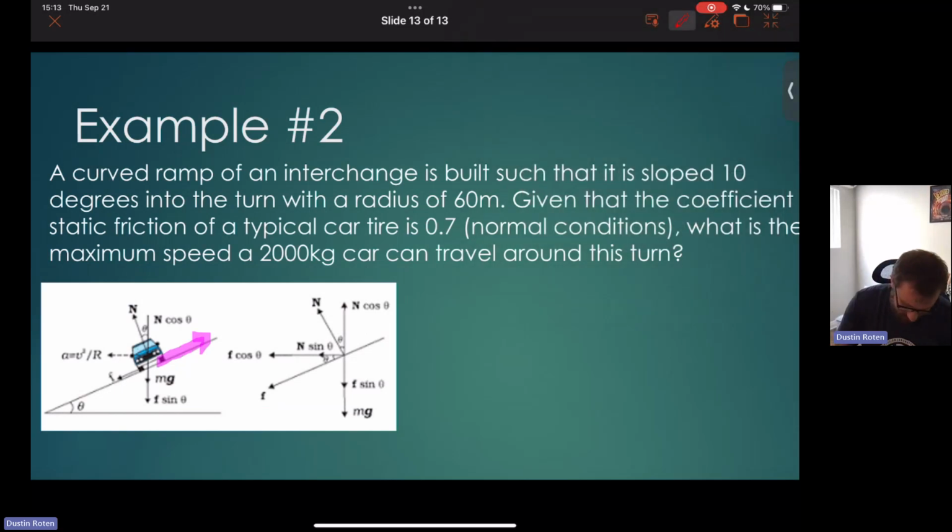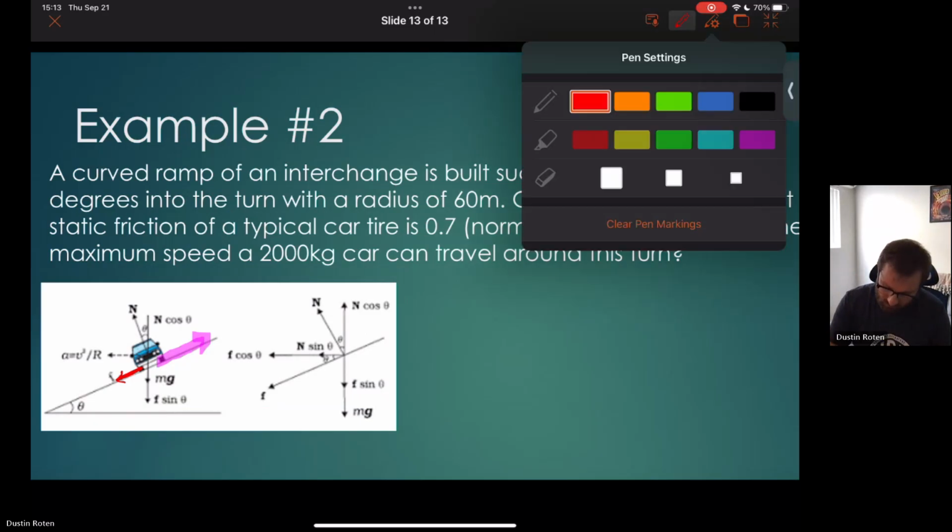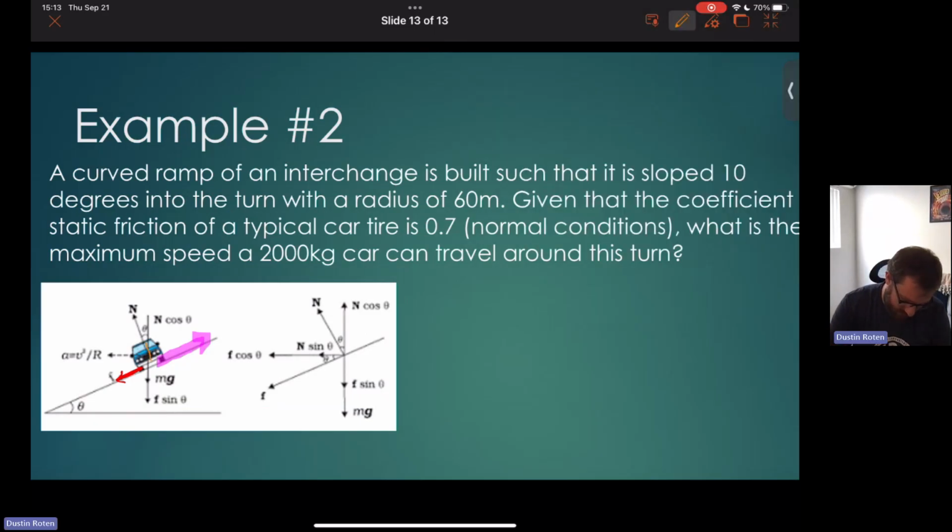So we have this frictional force. We also have the normal force, as always, and it's going to be pointing upward. We also have gravity pointing downward. Those are our three forces, and we can actually start talking about how to break these up.